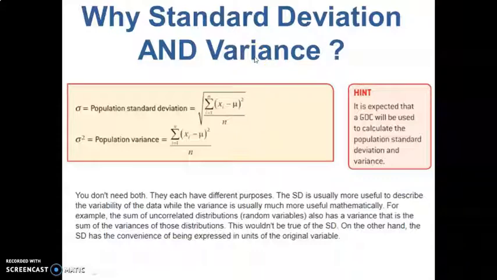Why are there these two measures? Why not just have one? The reason is, well, first of all, you don't really need both, right? They each have different purposes. The standard deviation is usually more useful to describe the variability of the data, while the variance is usually used much more in different mathematics. When you do a lot of higher level statistics, you'll notice the variance is a more important measure when calculating many things.